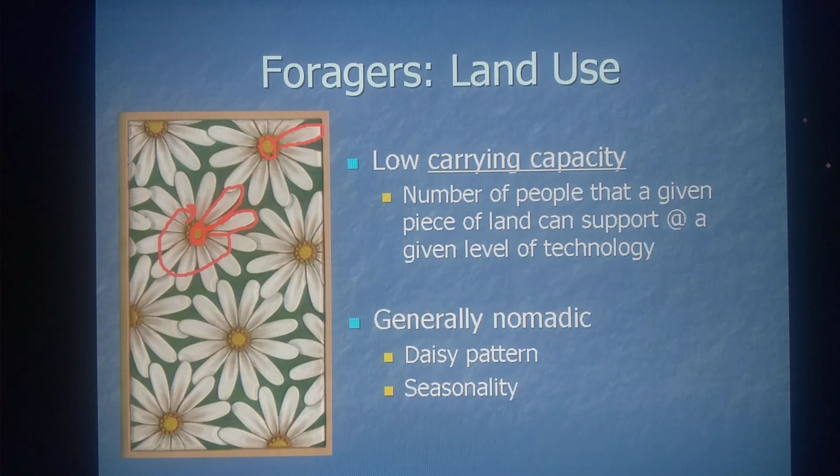Right? For example, in this case, there might be a river that runs through part of the territory, say down here, and maybe they're way up at this camp at the time that there is a massive fish run in this river. So they may stop what they're doing up here and move down here, thus modifying their daisy pattern in order to exploit that particular resource.